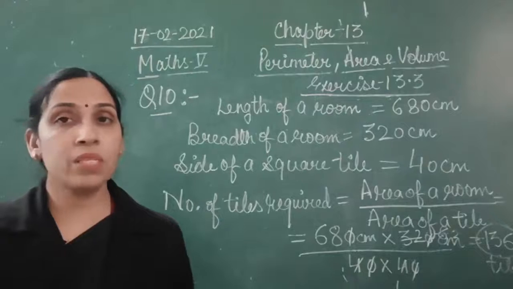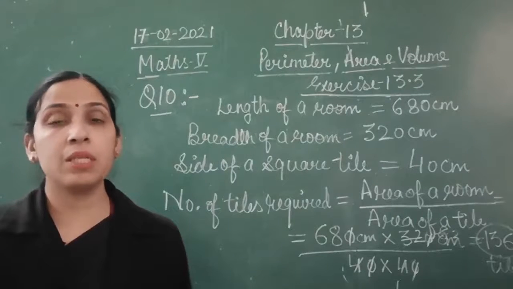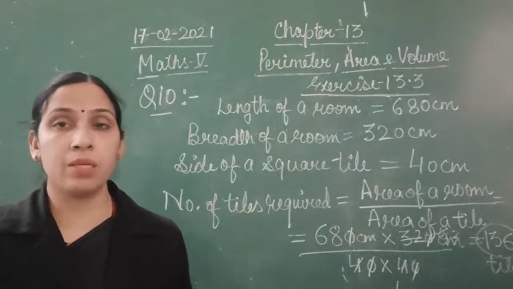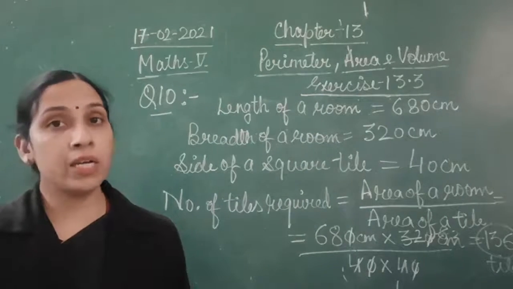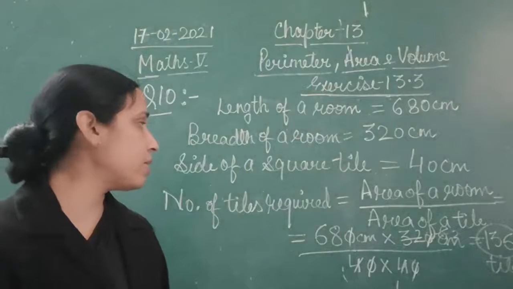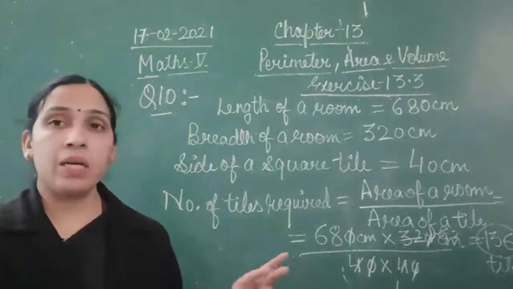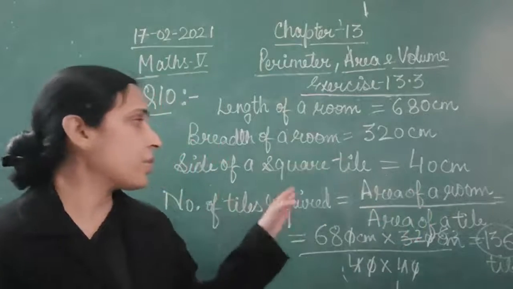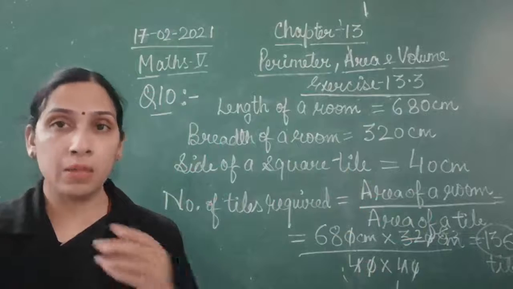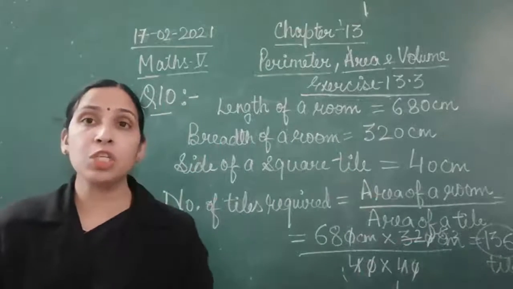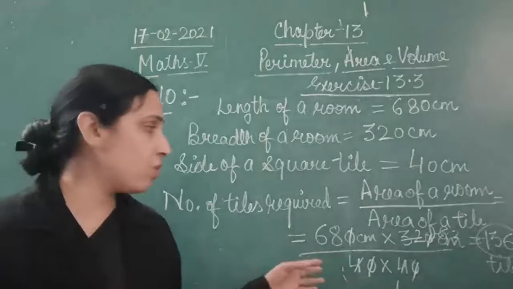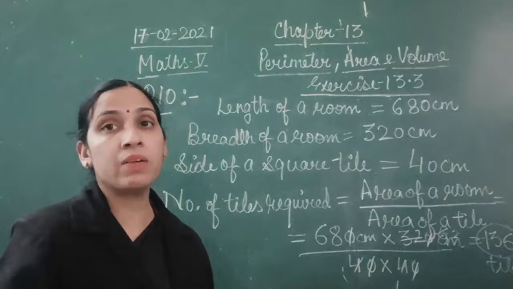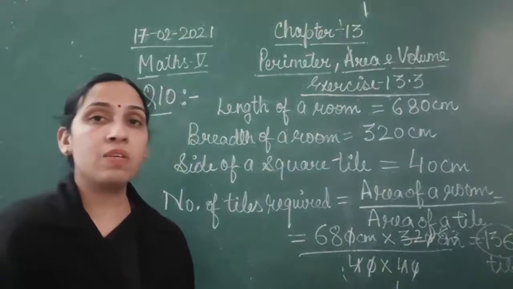Now the length of the room is given, that is 680 centimeter. The breadth of the room is given, that is 320 centimeter. The side of a square tile is also given, that is 40 centimeter. Now here you can write the area of a room, L into B, and then you can do multiplication. But that multiplication is not required, because later on you will be getting a big number to divide with. So that division is not required.